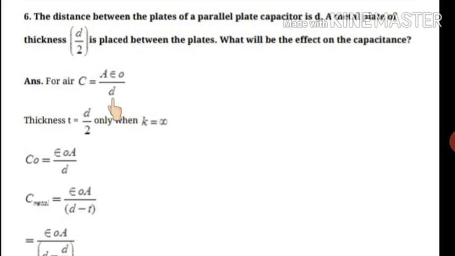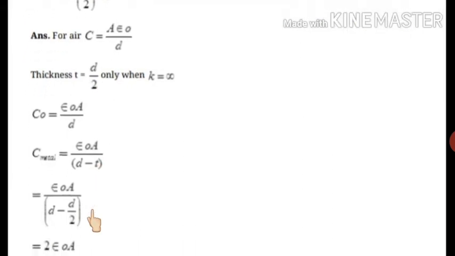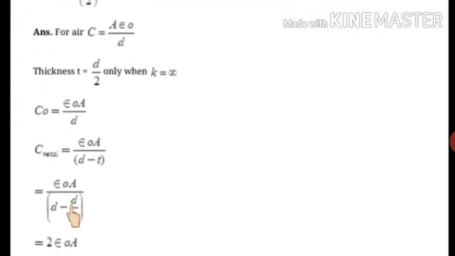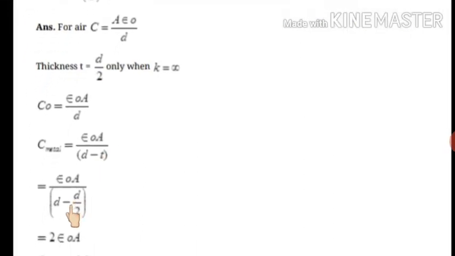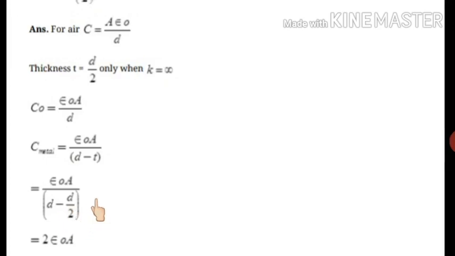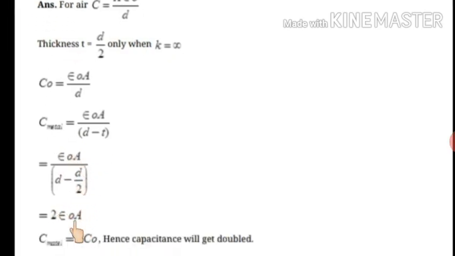For a parallel plate capacitor, when nothing is placed between the plates, the value of C is A epsilon naught upon D. But when a conductor is placed, the expression is epsilon naught A upon D minus T. Now, what is the value of T? It is D by 2. So in place of T, we will write D by 2, and when we solve it, this 2 will go in the numerator. Finally we will have 2 epsilon naught A upon D.